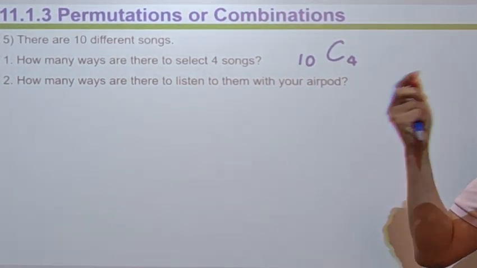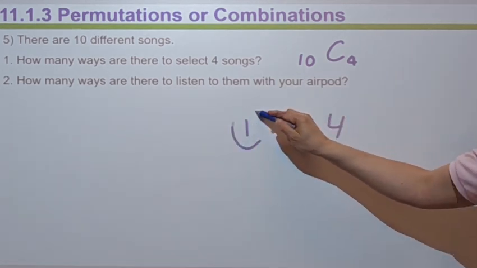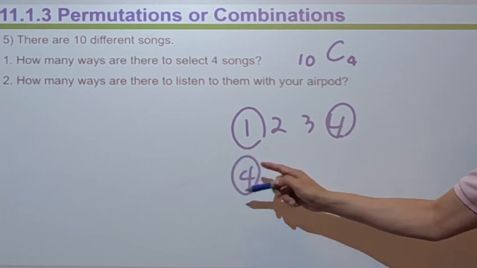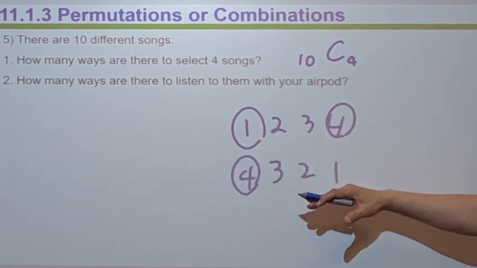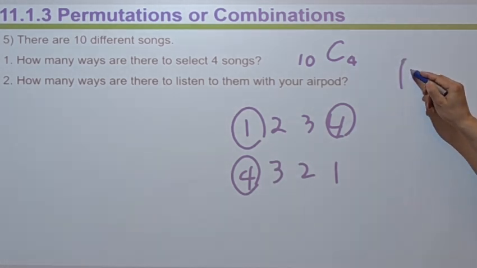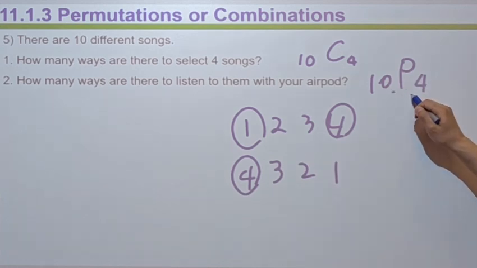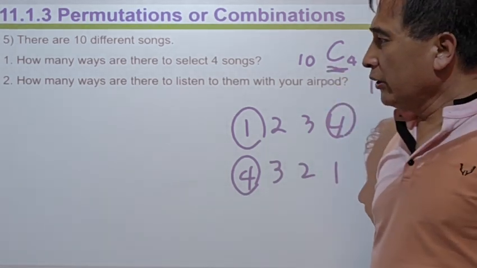After selecting, I'm going to listen. Then, oh, I like this song the best, I'm going to listen to that song first. Or I like this song the most, so I'm going to listen to that song. 3, 2, 1. That's different. Then order matters, right? That's a permutation. 10, 4. So permutation, combination: order matters, permutation; order doesn't matter, combination. So everybody got it?